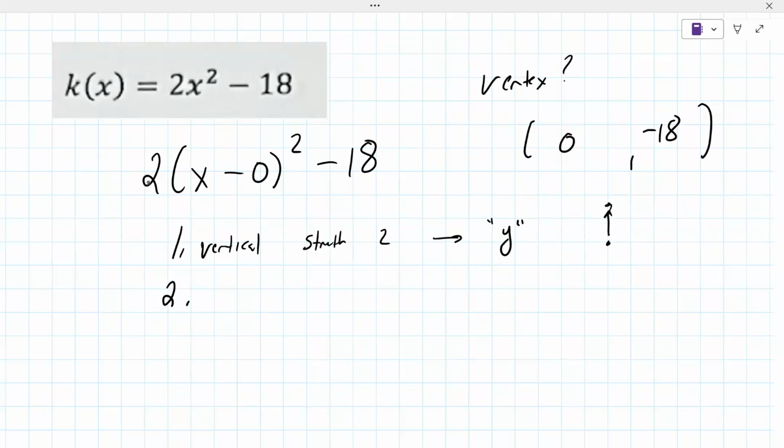The next thing here is the minus 18. What is that transformation? That would just be 18 down. It's down 18. All right.